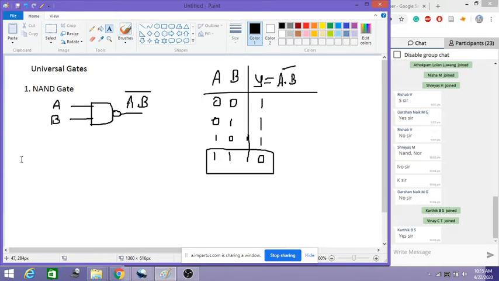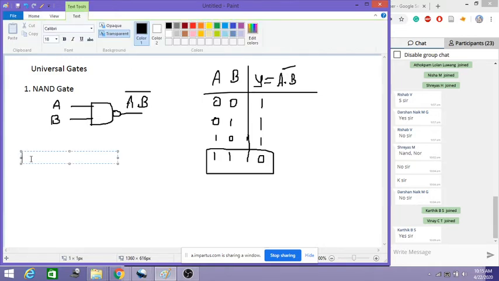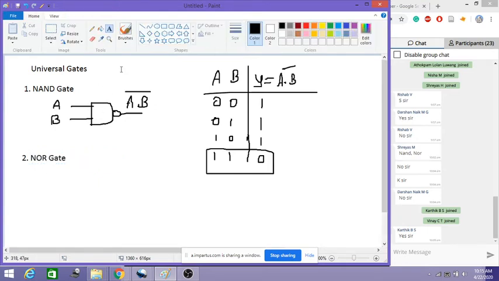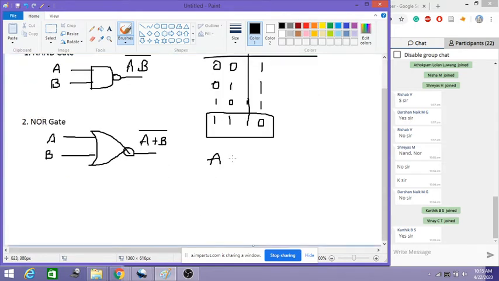Now let us look into the NOR gate. NOR gate is the complement of OR gate. So we write the OR gate, and in front of that if I write a NOT gate, it will become a NOR gate. So this is A and B. Then I can write this as (A plus B) whole bar. So its truth table goes like this: A, B, then output Y is equal to (A plus B) whole bar.